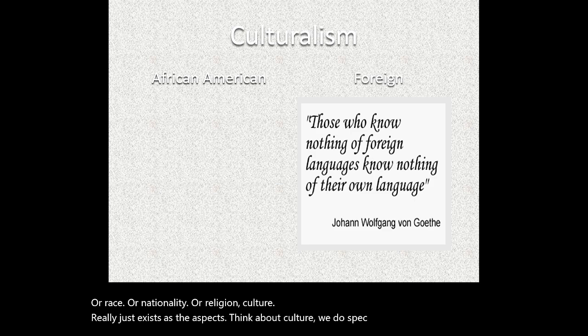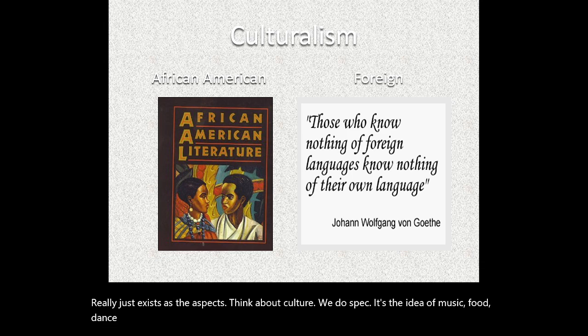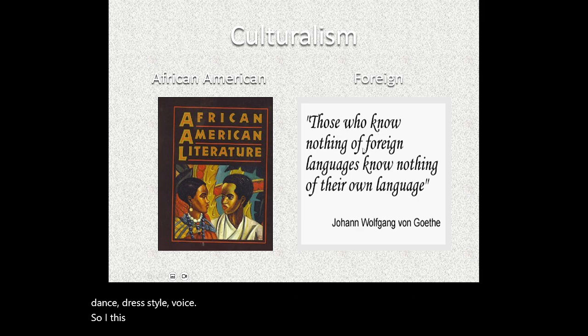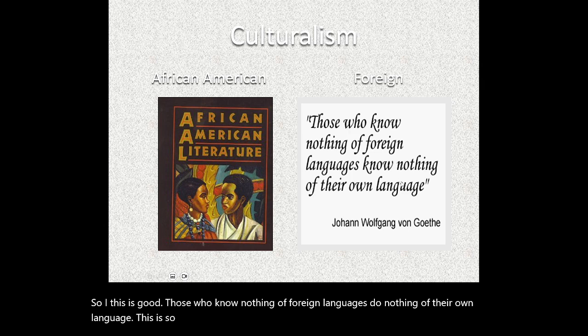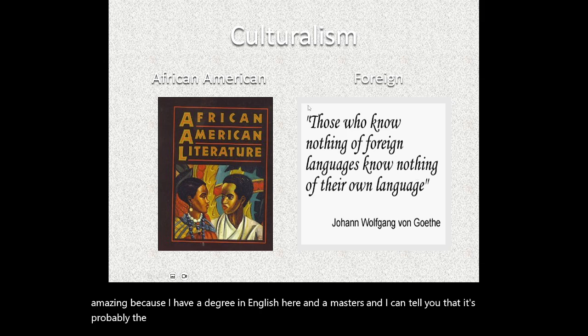It's the idea of music, food, dance, dress, style, voice. So this is Goethe: those who know nothing of foreign languages know nothing of their own language. This is so true. Study some Spanish, study some Italian, study some German. It's amazing, because I have a degree in English here and a master's, and I can tell you it's probably the most confusing language.